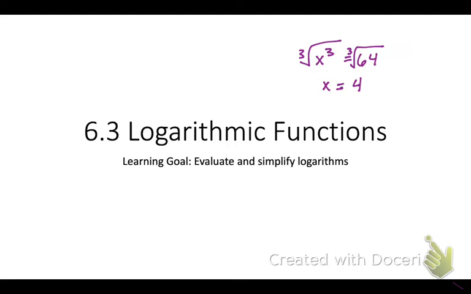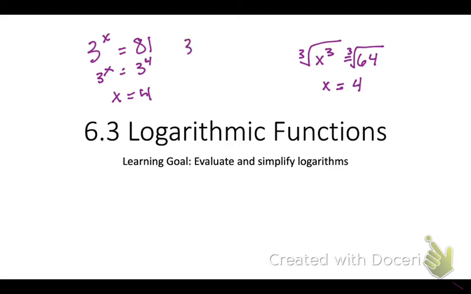But what if I have 3 to the x equals 81? Well, we know 81 is 3 to the 4th. So we have 3 to the x, so x was what? 4. So we could do that, right?